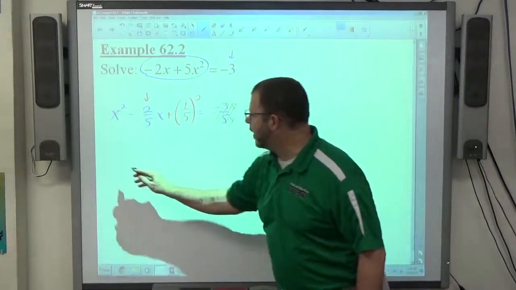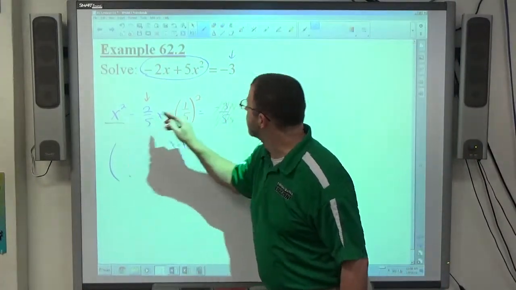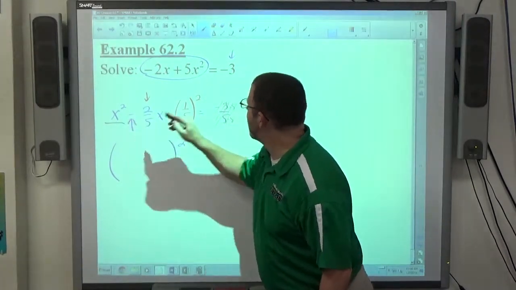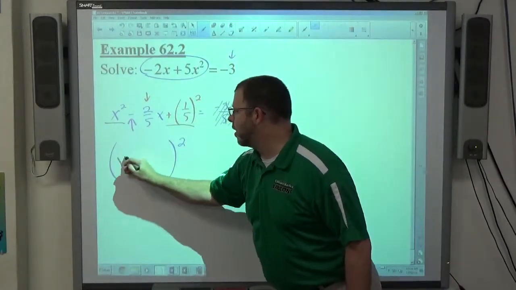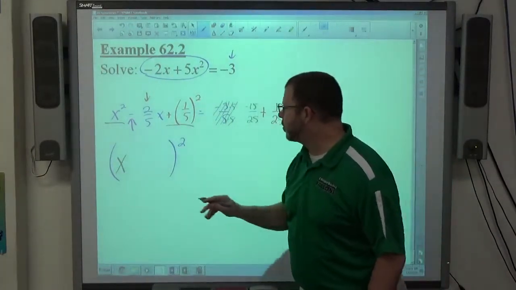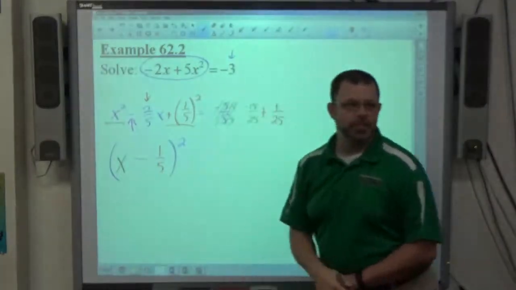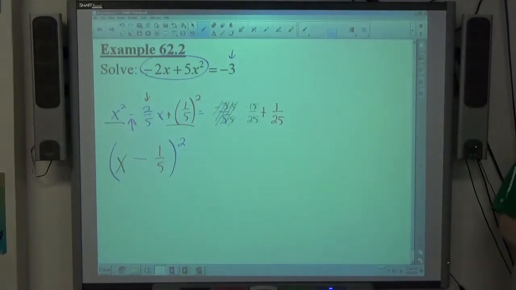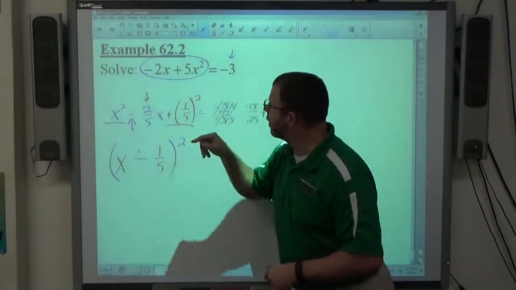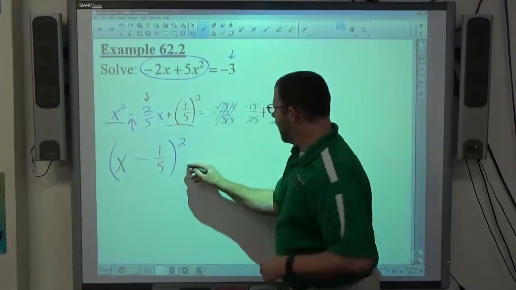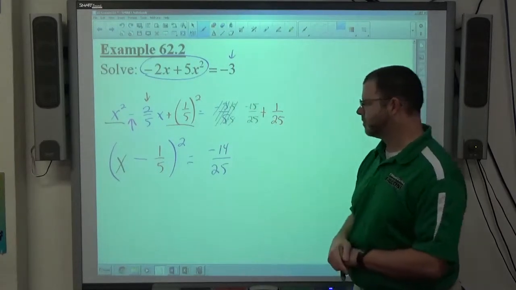So factor the left, and again, factoring the left is always going to be a binomial squared. The binomial is created by this, that sign, and this. Okay? X squared is a perfect square, the square root is x. 1/5 squared is a perfect square, the square root is 1/5. The sign of the middle term is negative. Factoring that trinomial should be that easy every time. It should just be boom, boom, boom. X minus 1/5. On the right hand side, negative 15 plus 1 is negative 14 over the common denominator 25.